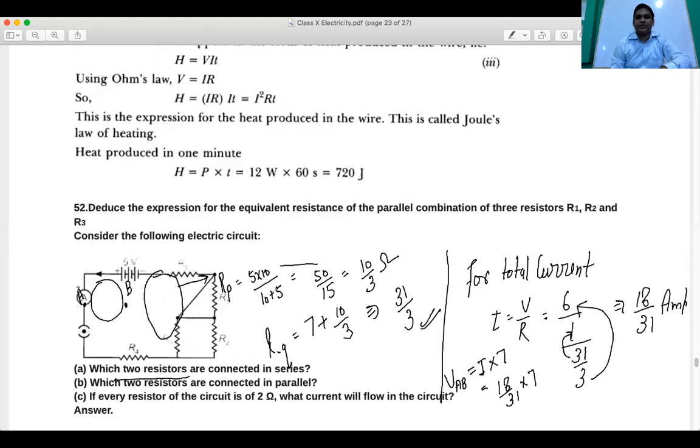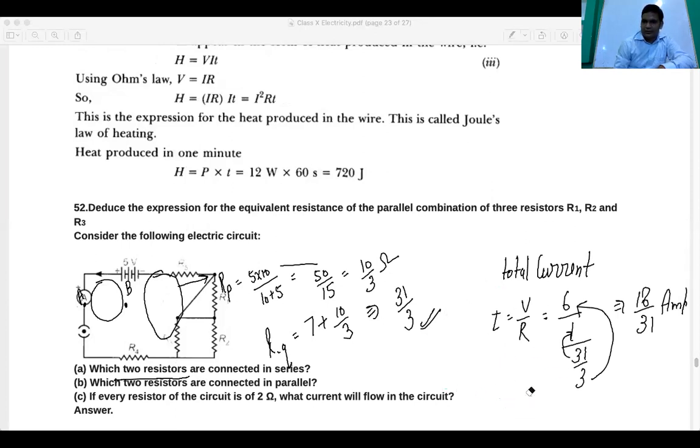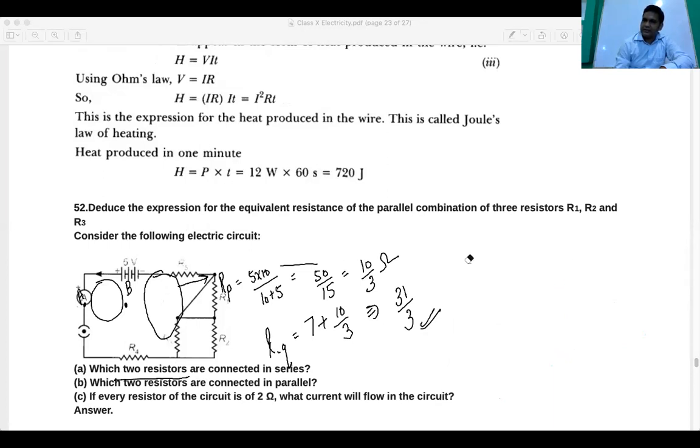Okay, coming to this question. From next class, I will be dealing with magnetic effect of current, that is magnetism.